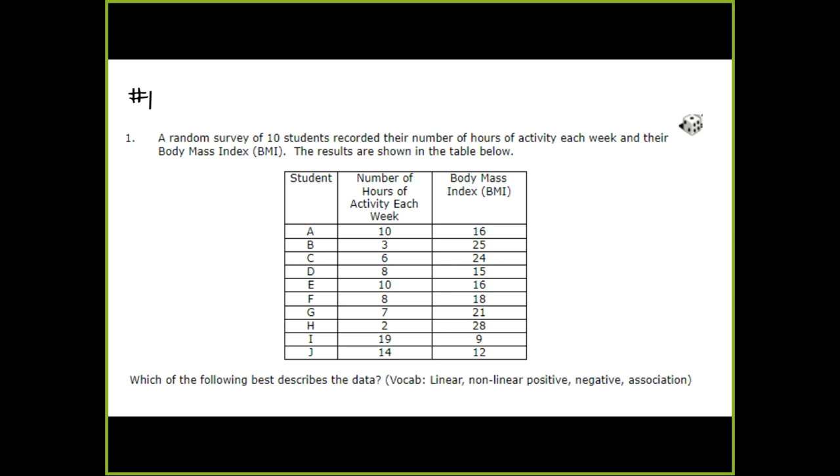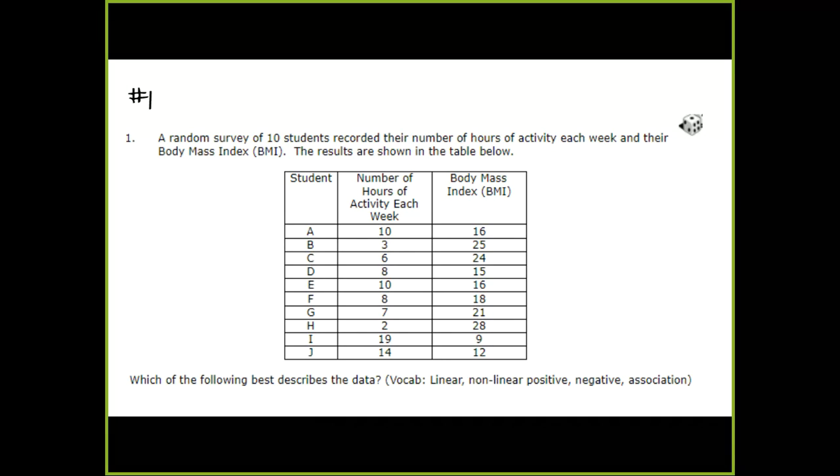All right, so on this first slide, very good. It says a random survey of 10 students recorded their number of hours of activity each week and their body mass index, or BMI. The results are shown in the table below. It says, which of the following best describes the data?